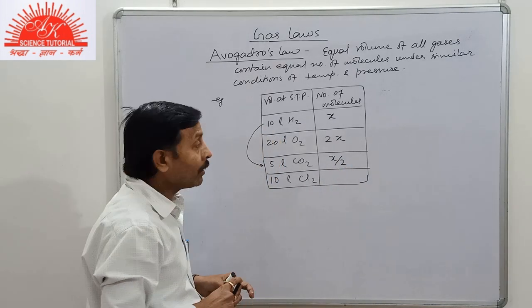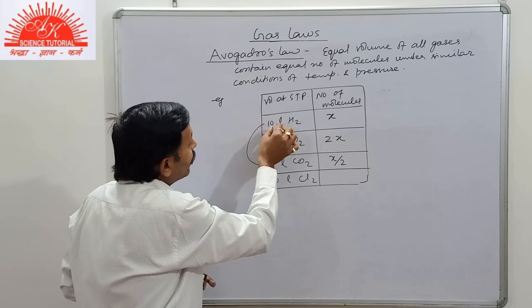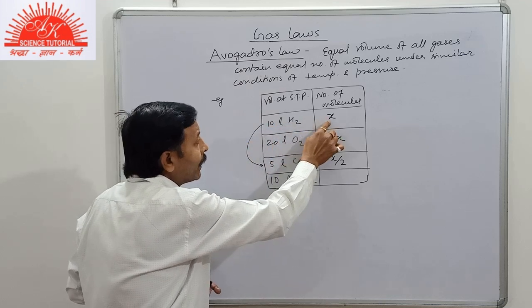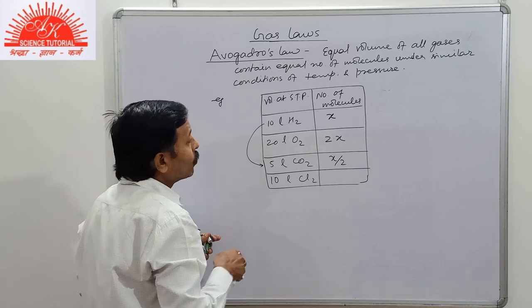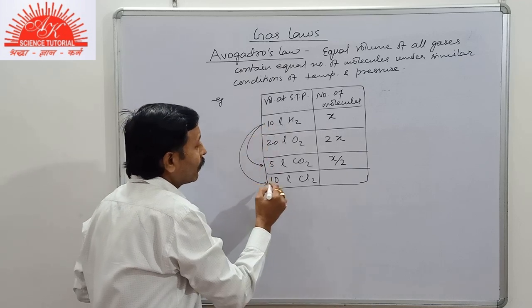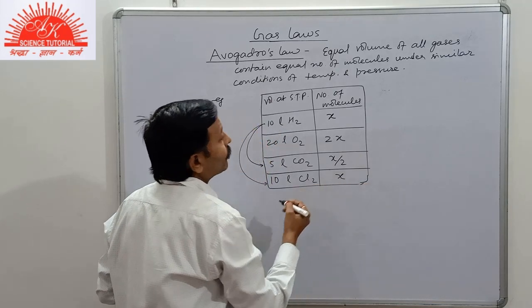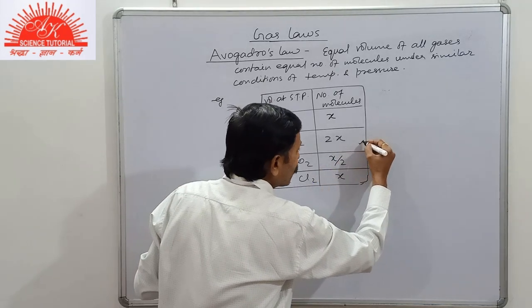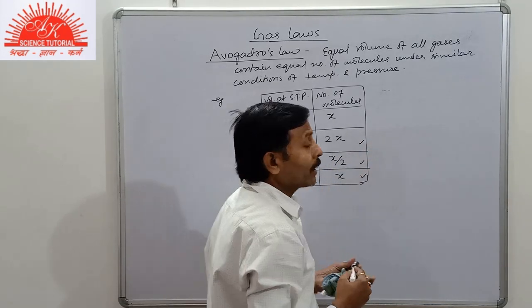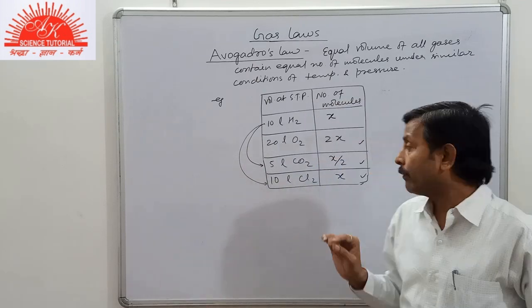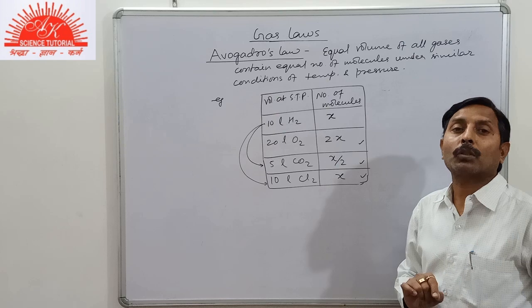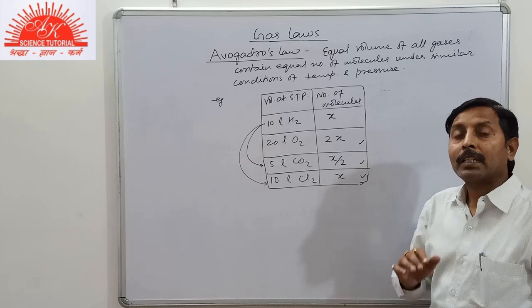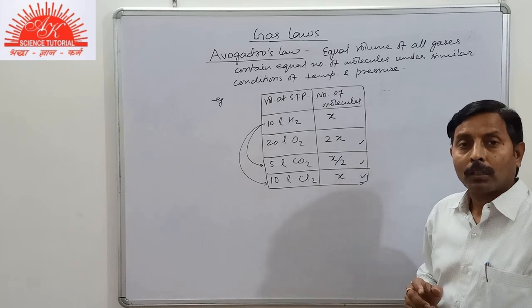Now the third example: if there are 10 liters of hydrogen containing X molecules, then 10 liters of chlorine will also contain the same number of molecules. So this was 1, 2 and 3. This was fetching 3 marks only for writing these letters. And the 4th mark was for stating the law used.